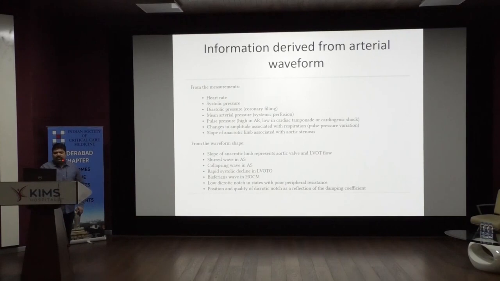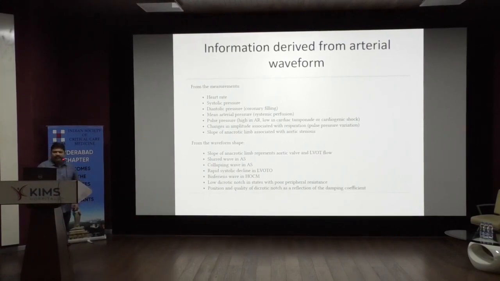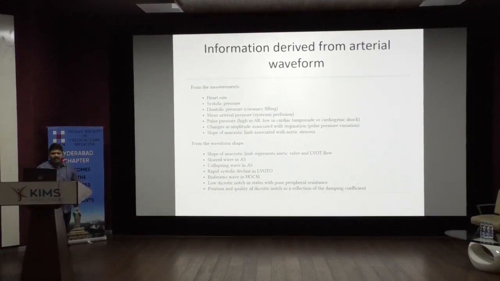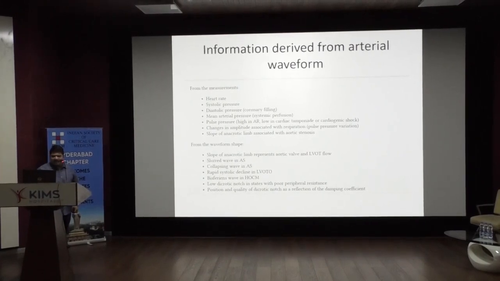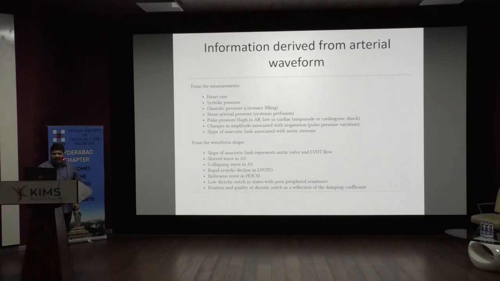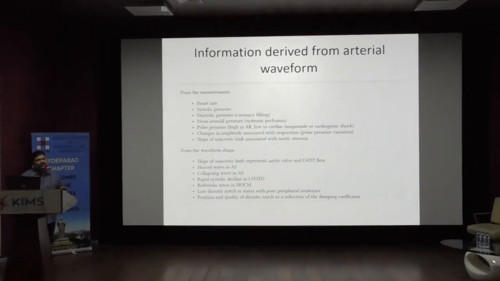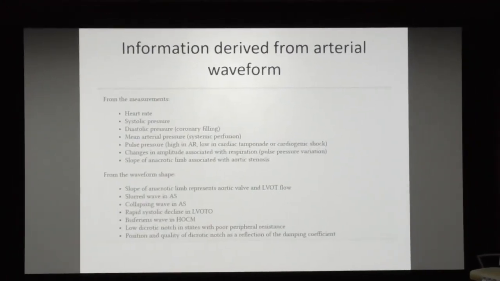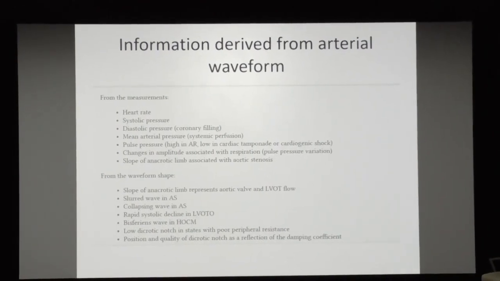Now, what is the information, in a nutshell, derived from an arterial waveform? From the measurement itself, we can get the heart rate, systolic BP, diastolic pressure, that tells about the coronary filling, mean arterial pressure, that tells you about the systemic perfusion, pulse pressure, and changes in the amplitude, which tells you about the pulse pressure variation. Also from the waveform shape, we can get various information like the slope of the anacrotic limb, slurred wave in aortic stenosis, pulsus bisferiens, pulsus paradoxus.